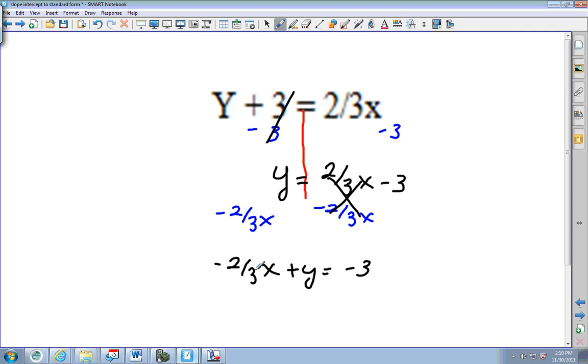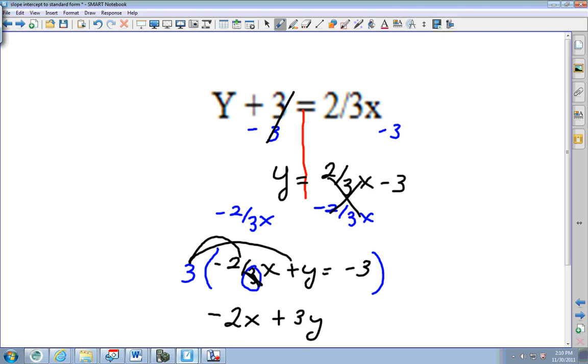I need to get rid of that denominator right here. So I'm going to multiply everything by 3. So by multiplying by the first one, that gets rid of this 3, and I get negative 2x, 3 times y, plus 3y, 3 times negative 3 is negative 9. That is it in standard form.